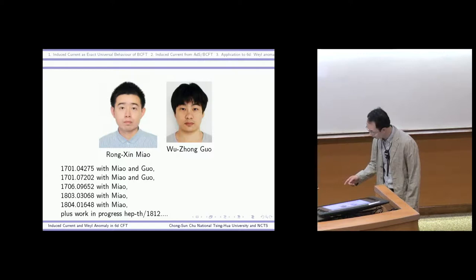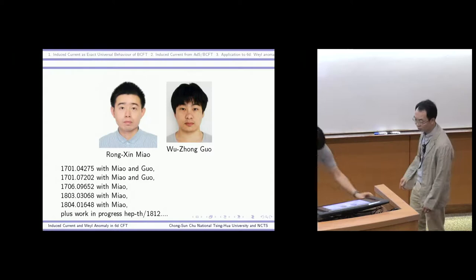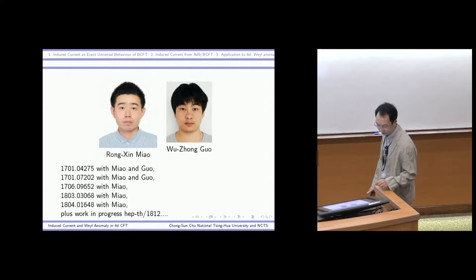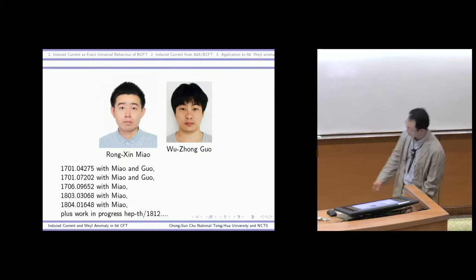So these are my collaborators, Rong Xin and Wu Zhong, postdoc in NCTS in Taiwan. And these are the series of papers which appeared since last year. And today I would also talk about some work to appear, hopefully, this month.